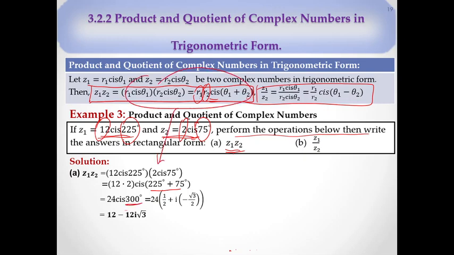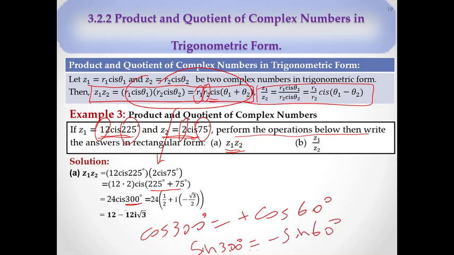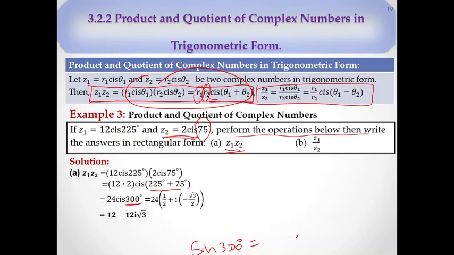And what is this? 300. 300 means, okay, what is cosine 300? We know the reference is 60 and cosine is positive there in the fourth quadrant. And when it comes to the 300, it will be minus sine 60. We will put them here and we will see it. Now we will write them in a rectangular form. Because in the question it says rectangular form, we write them in rectangular form.